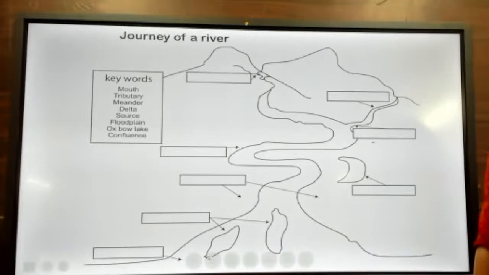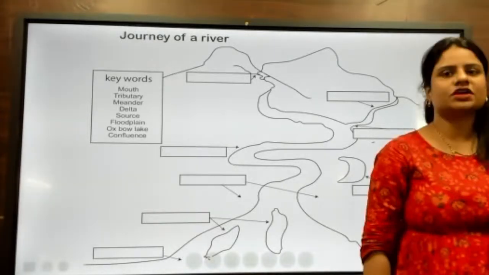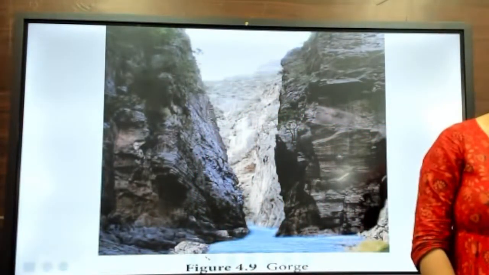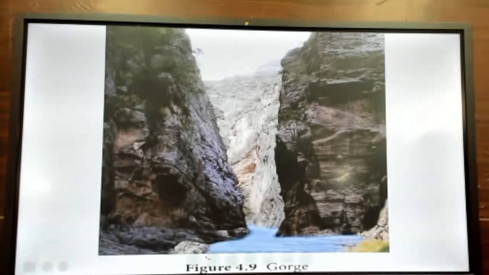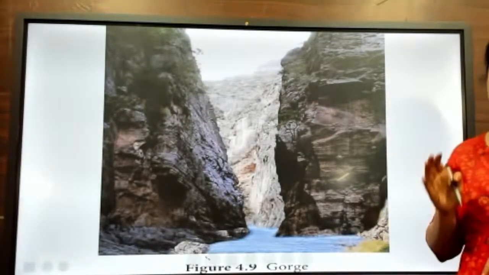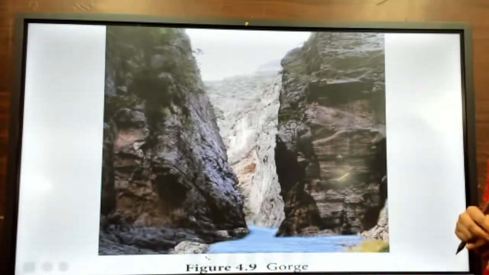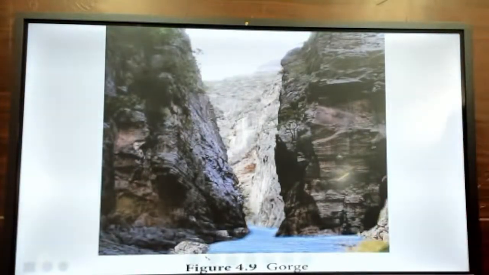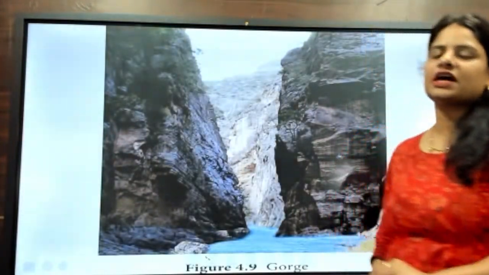Next, note down. Erosional features. Inside erosional features, first is gorges. It is formed due to active down cutting of valleys. These are deep river valleys which have steep slopes.